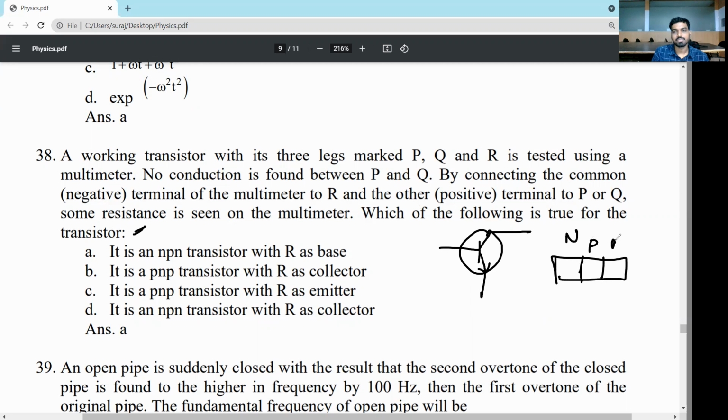So let's say this is an NPN transistor. This is P, Q, and R. The transistor is tested using a multimeter. No conduction is found between P and Q. Then by connecting the common negative terminal of a multimeter to R and the other positive terminal, I'm connecting here negative to P and Q. This is positive, this is positive.